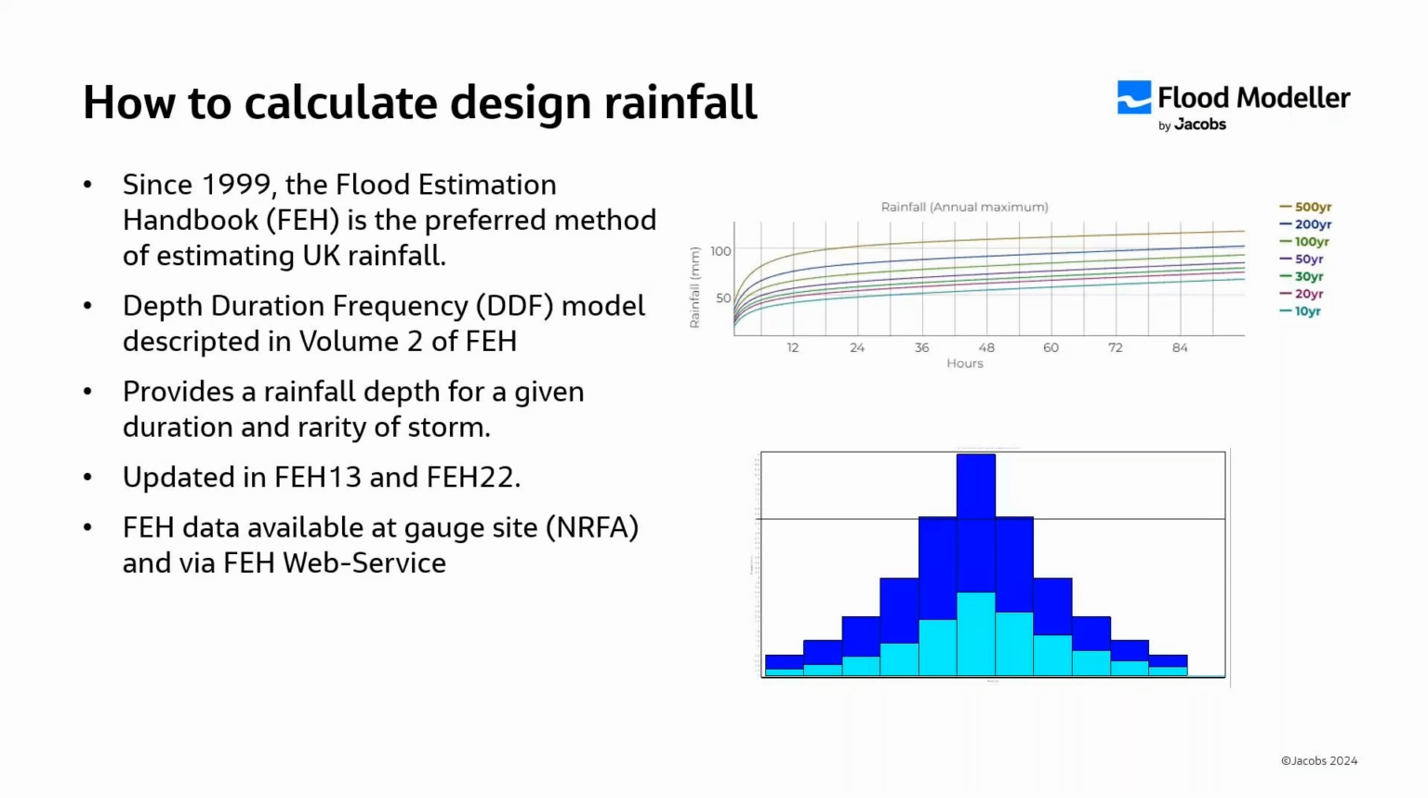On the top right-hand corner, I've got an example of a series of DDF curves from FEH. And what you can see on the vertical axes, you've got the depth of rainfall in millimeters. Along the horizontal axes, you've got the duration of that storm in hours. And then you've got a series of curves. And each of these curves are the rarity of the event, from a 1 in 10 year event through to a 1 in 500 year event. And to get the rainfall depth, you simply trace along the desired curve to the given storm duration and track back to get a depth of rainfall.